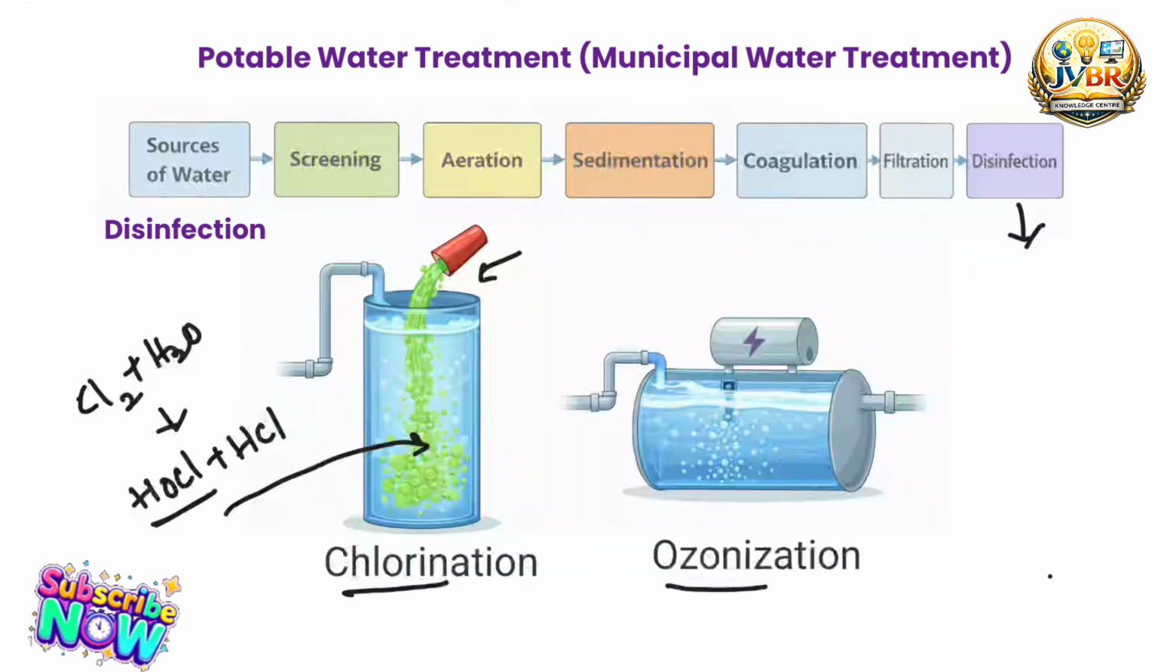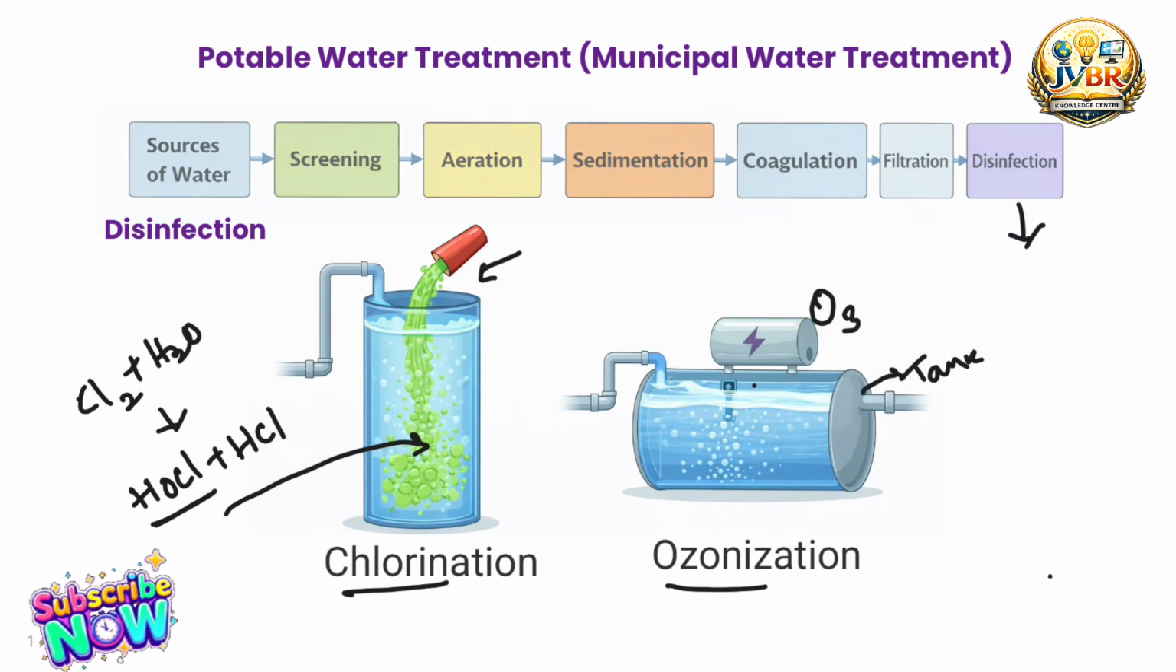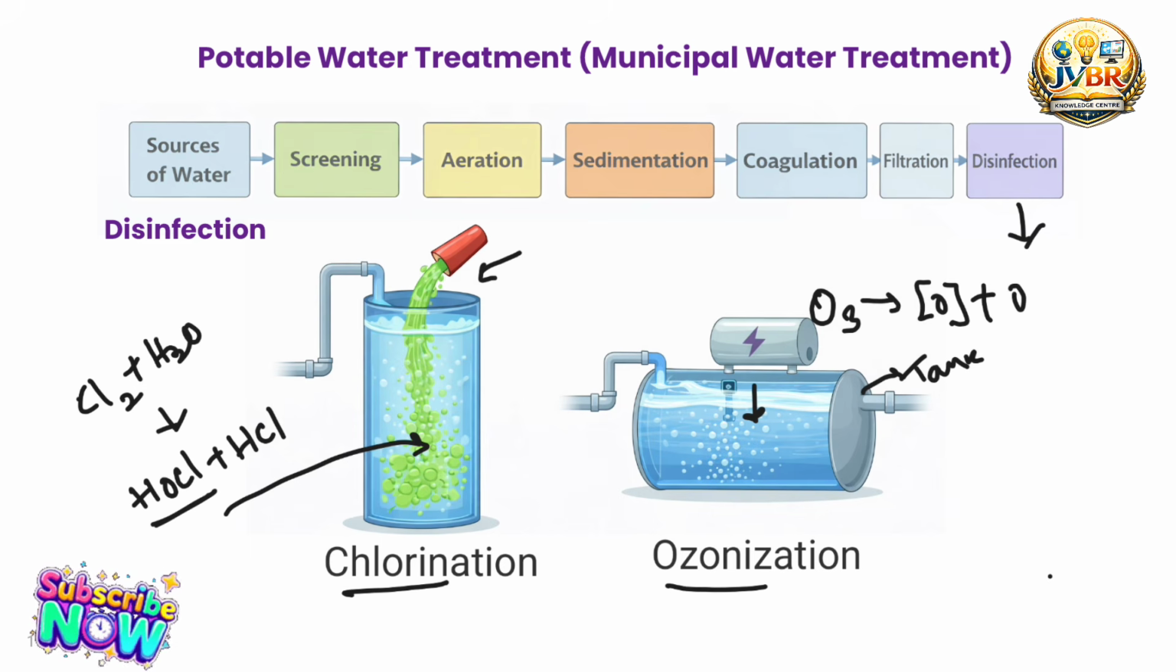Coming to ozonization. Ozonization is carried out in a tank called the ozonization tank. In this tank, ozone gas is allowed to pass to kill the microorganisms. When we pass ozone gas into the water, it forms nascent oxygen and oxygen. This nascent oxygen is a powerful disinfectant. It kills the microorganisms present in the water. And the contact period is 10 to 15 minutes and the usual dosage is 2 to 3 ppm.